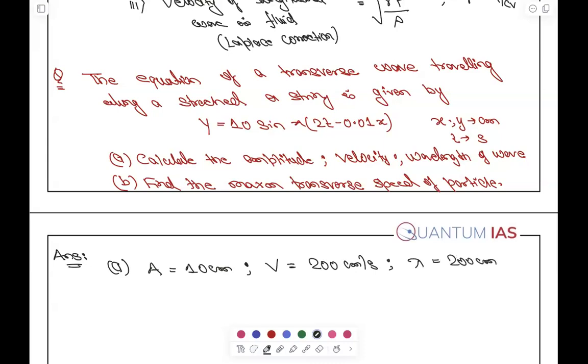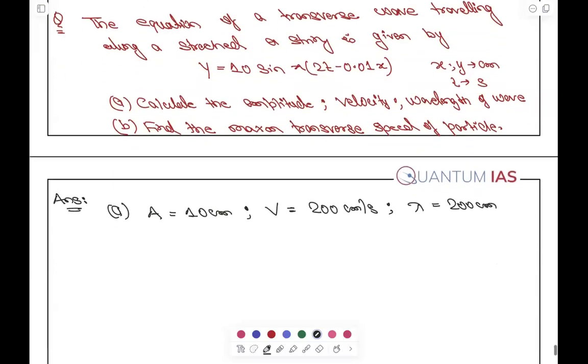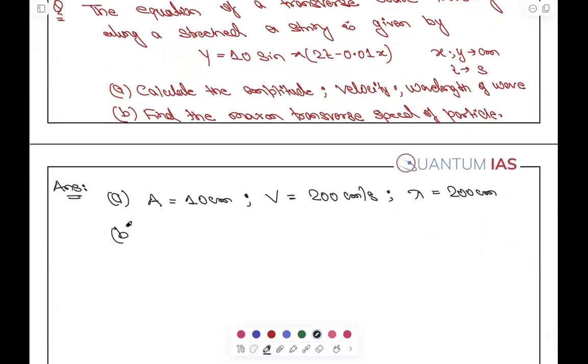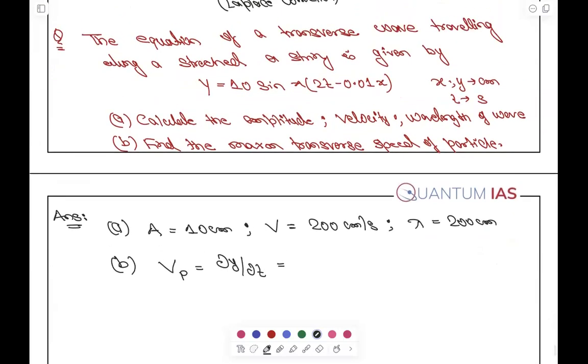क्लियर है ना? Yes or no, everyone? Yes, sir. What is the maximum transverse speed of the particle? What is the transverse speed of the particle? If you write Vp, it will be what? Del y by del t. Minus velocity of wave क्या बोल रहे हो? Del y by del t ना सीधा.